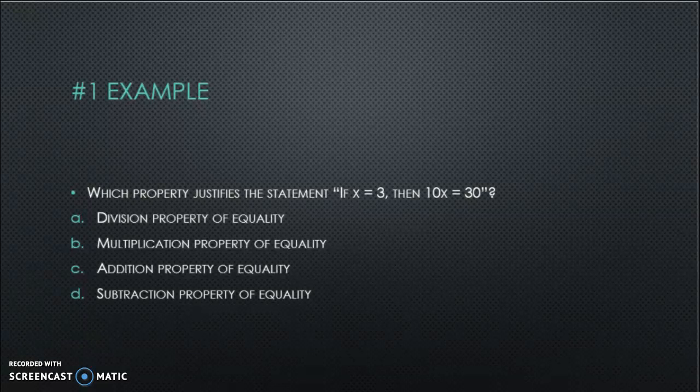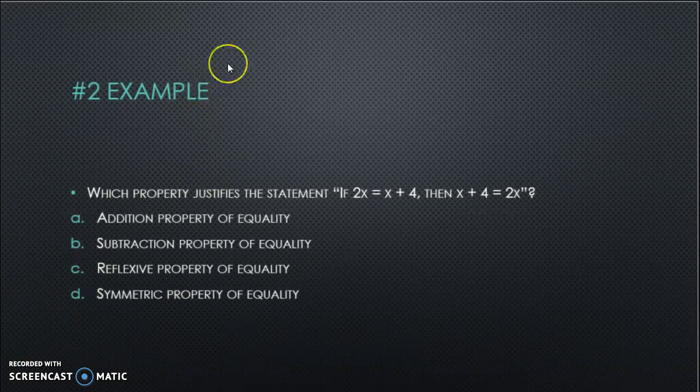You need to first think about what did I do to get from my hypothesis to my conclusion? Well, I multiplied both sides by 10. What property tells me I can do that? The multiplication property of equality. That tells me that if I multiply both sides by the same number, the statement will still be equal. So I multiply both sides by 10, and I still have a true statement. So this one would be B.